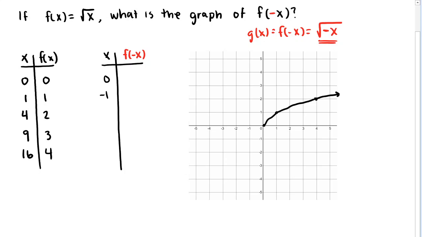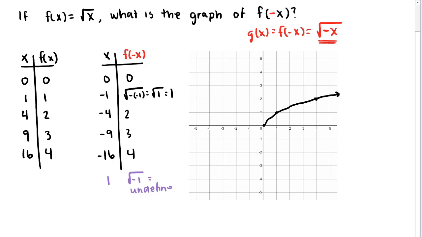I can plug in negative 1, because here the square root of negative negative 1 gives me the square root of 1, which is just 1. And I can plug in negative 4 to get 2, negative 9 to get 3, negative 16 to get 4. Something I couldn't plug in, for example, would be 1 here, because the square root of negative x, or negative our input value, negative 1, well, this is undefined, because there's that negative sign already underneath the square root.